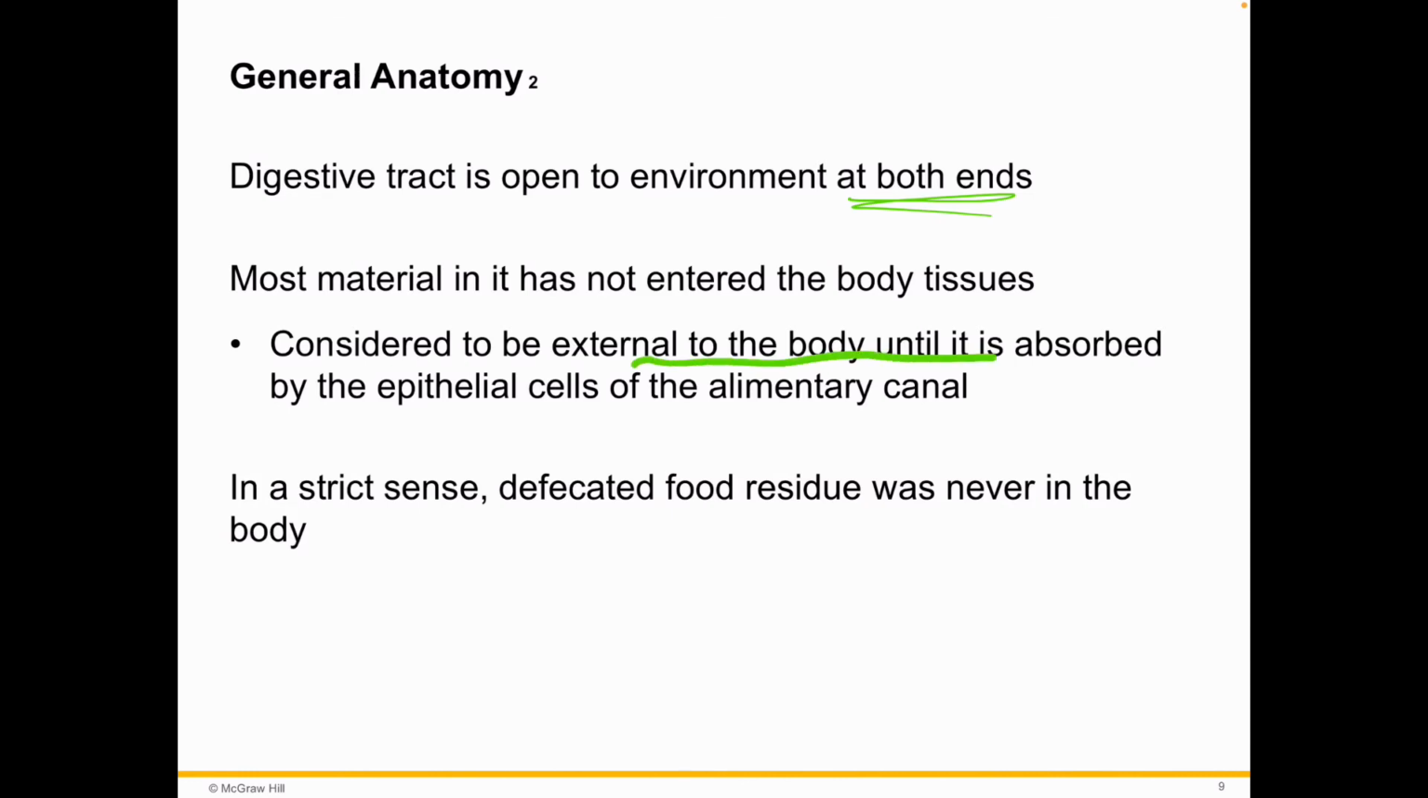So even though you might have a food bolus in the center of your small intestine, it's still really considered to be on the external part of your body, right? Until it has been, again, absorbed. So in a very strict sense, defecated food residue was never in the body, right? It was just passing through, as they say.